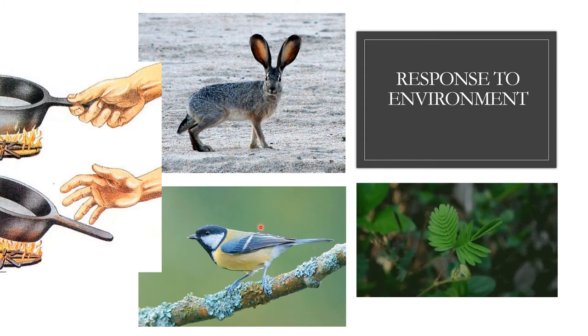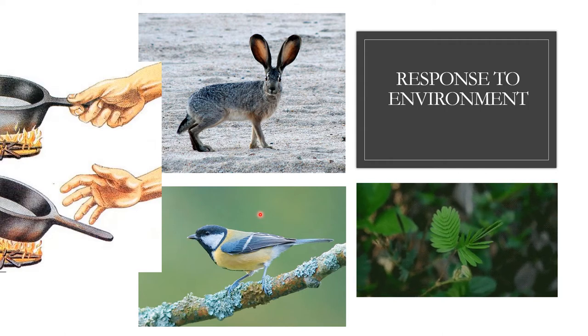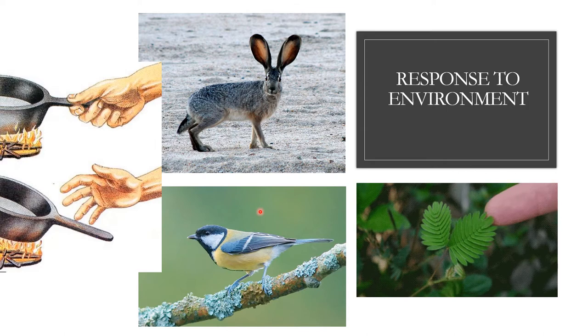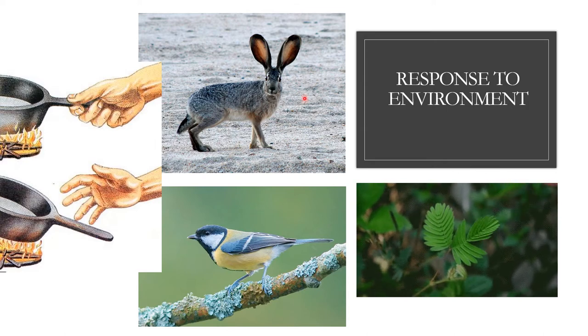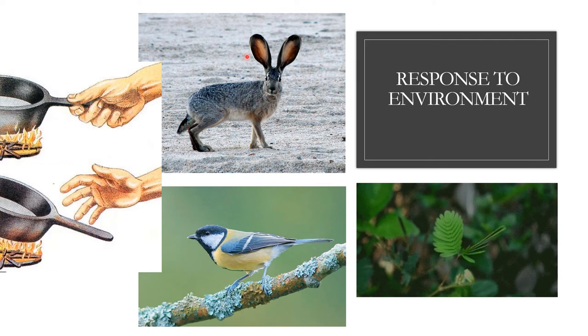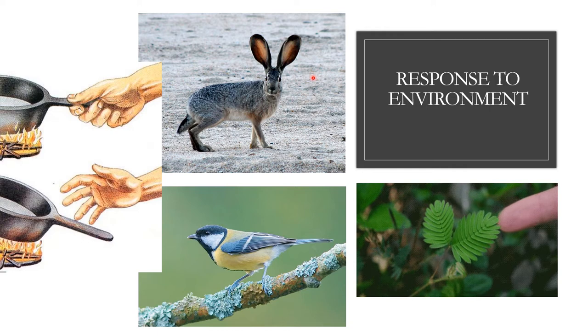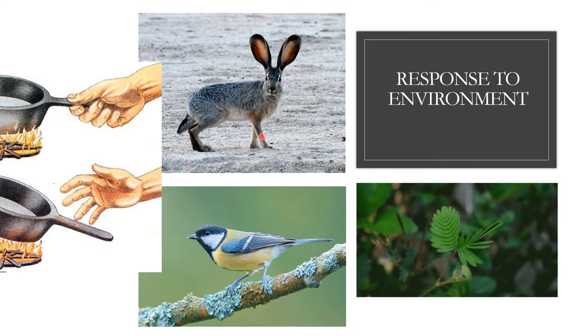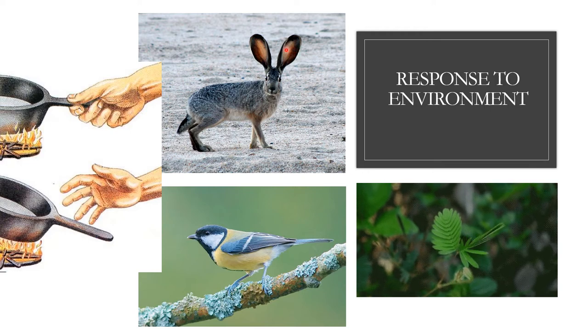Birds will respond to their environment by migrating. They'll leave one area to go to another. So if it gets really cold and they need to have more food, they'll fly to another area and eat food there. We have different types of animals that have actual structures of their body that are able to respond to the environment. So this is a desert hare. It has these huge ears that help radiate heat and get rid of it.